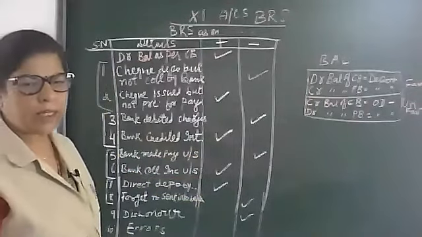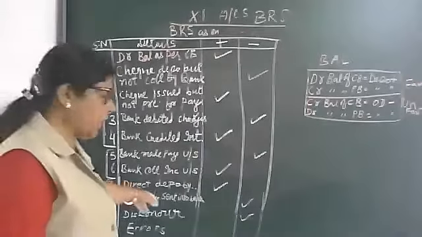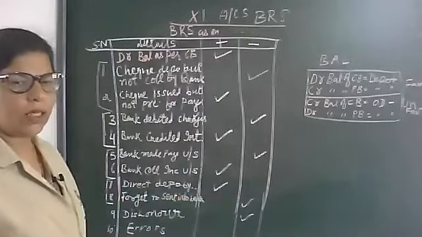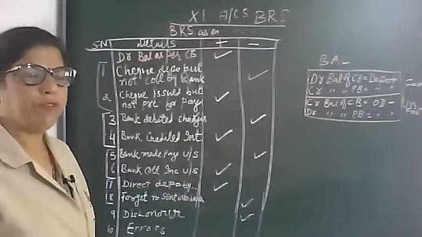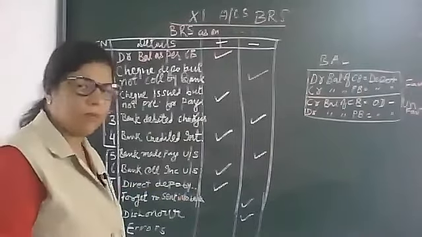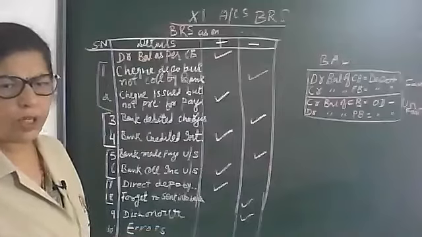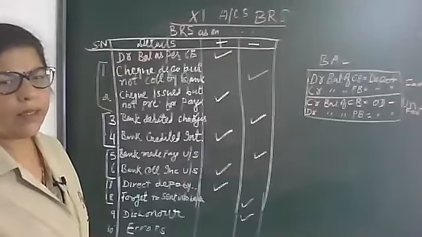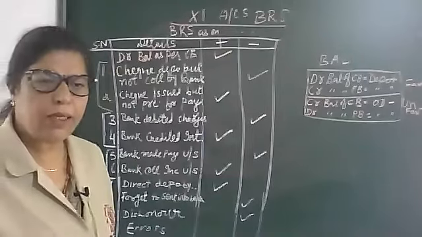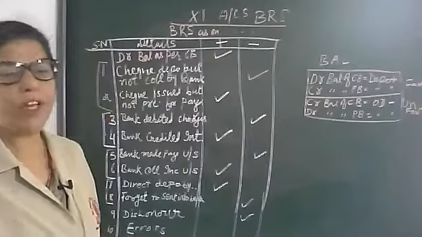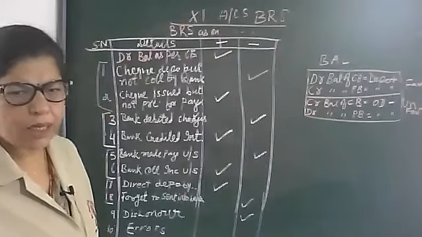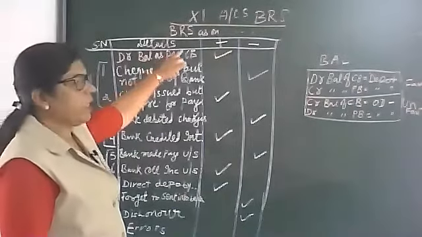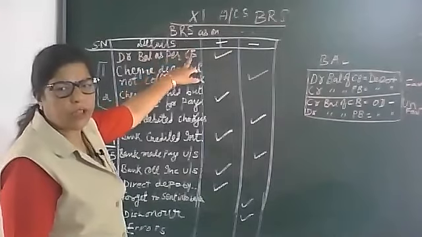Direct deposit by someone. Forget to send into bank. Dishonor. And last is errors, fraud, or maybe some mistakes. Errors or mistakes, it depends. If that error increases the bank balance, we should add it. If that error decreases the bank balance, that should be subtracted. This is according to the balance of cash book.